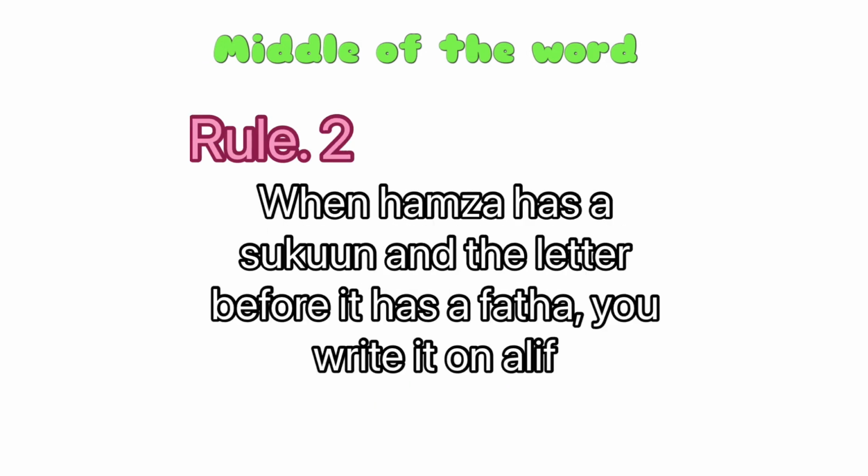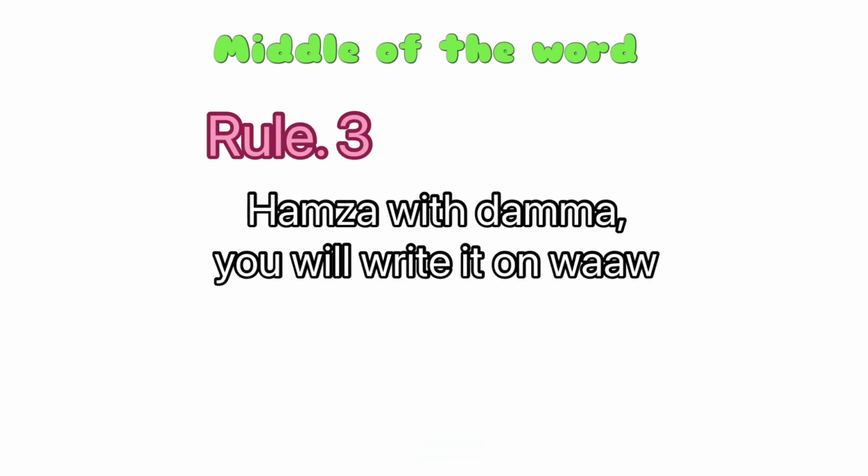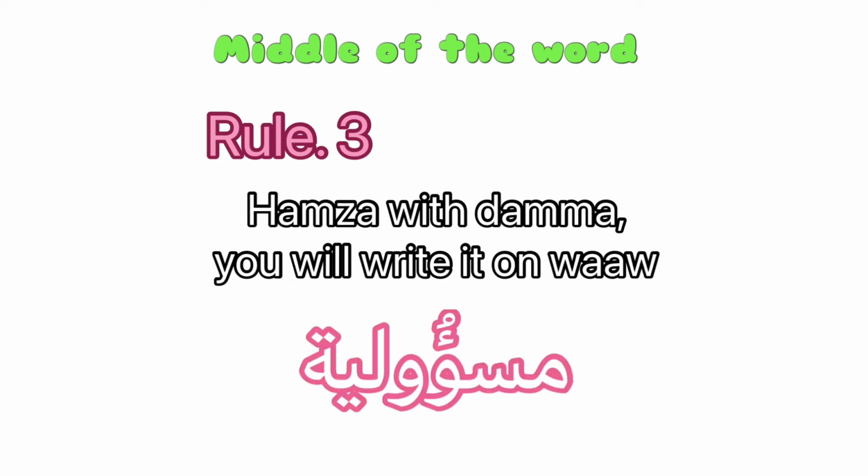Rule number 2: when the hamza has a sukoon on it and the letter before it has a fatha, then again you are going to write it on an alif, such as the word fa'r, which means a mouse. Rule number 3: when you see a hamza has a dhamma on it, such as the word mas'uliyah, meaning responsibility, you are gonna add a waw to become its carrier.